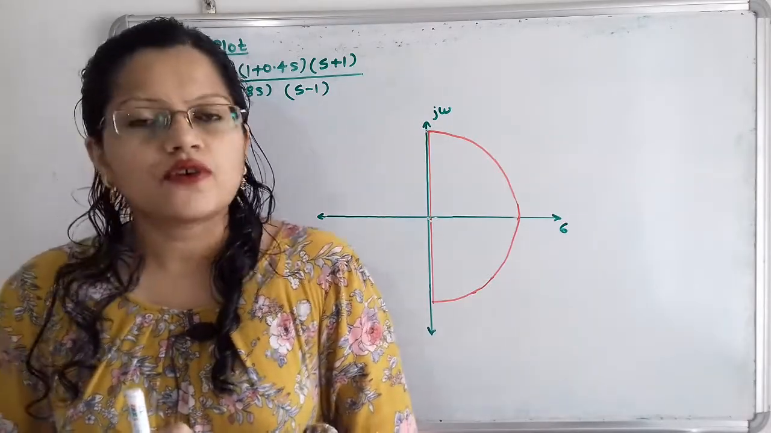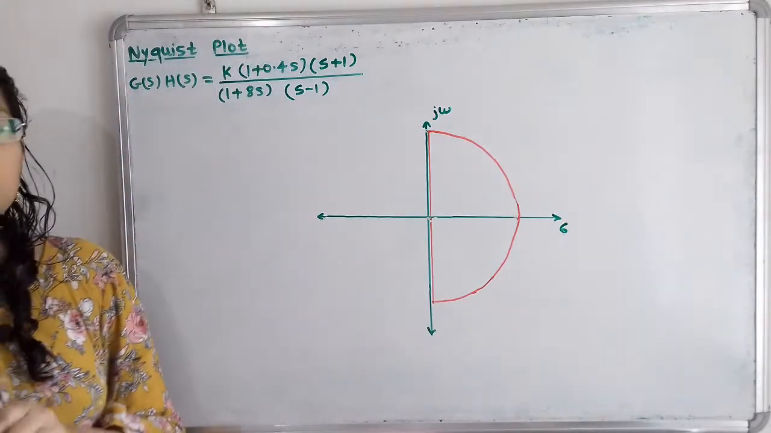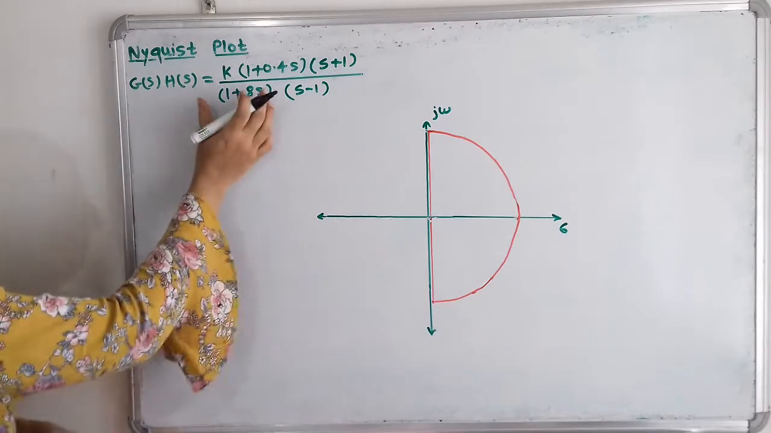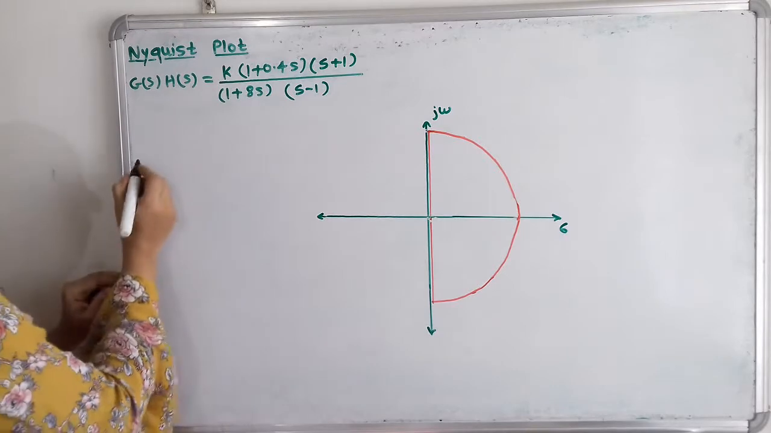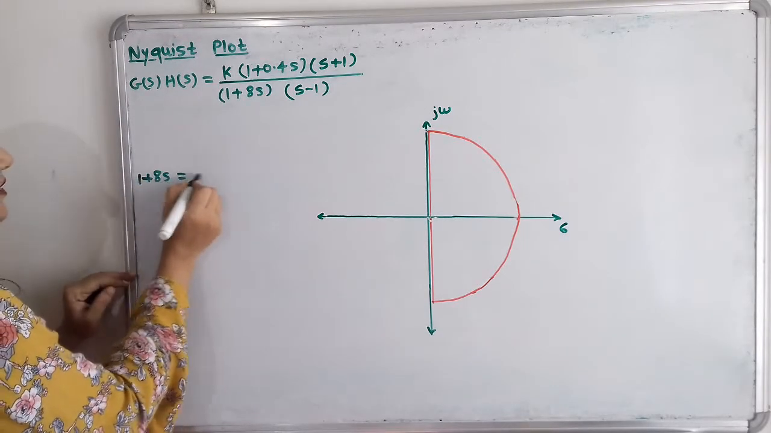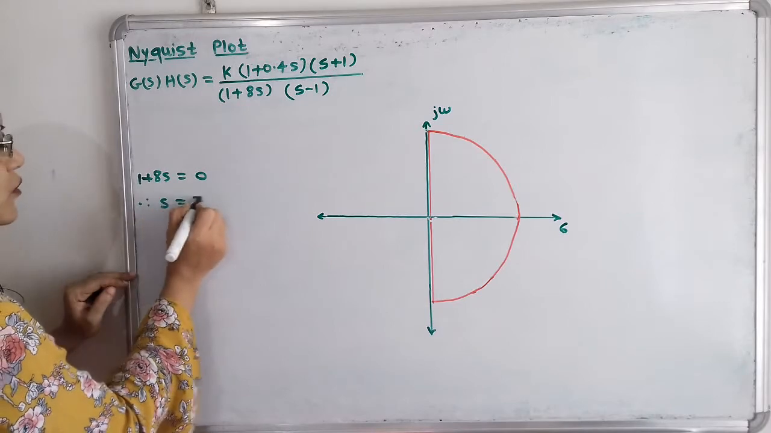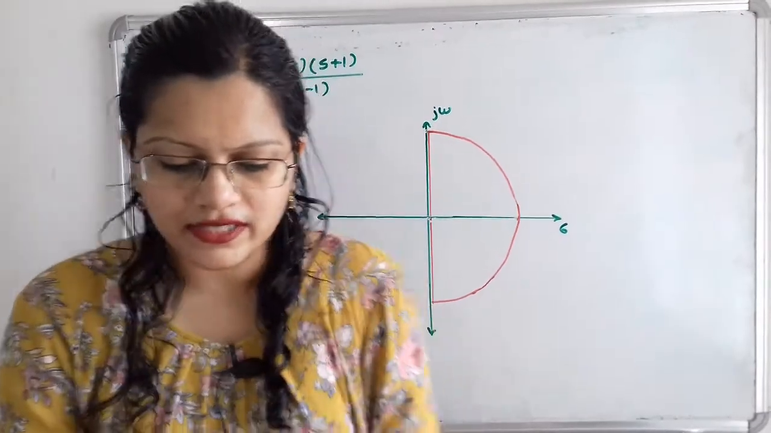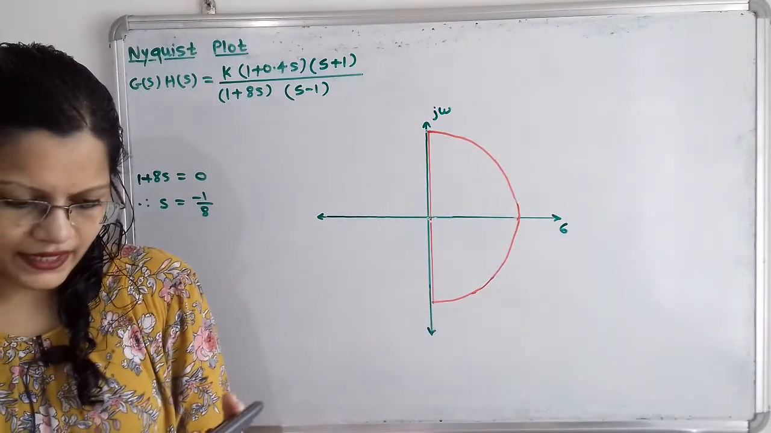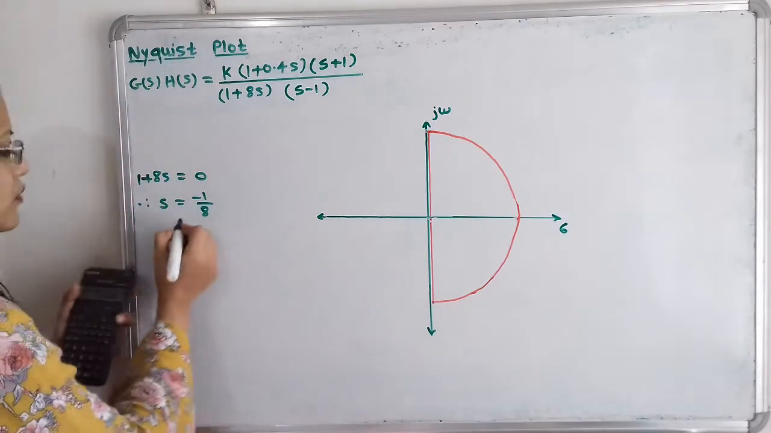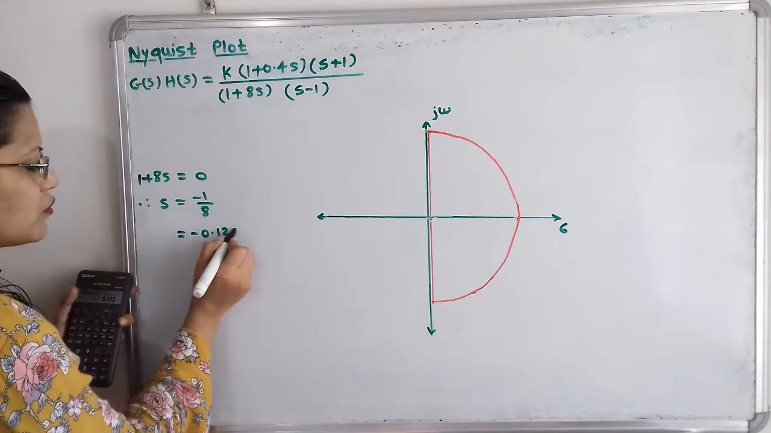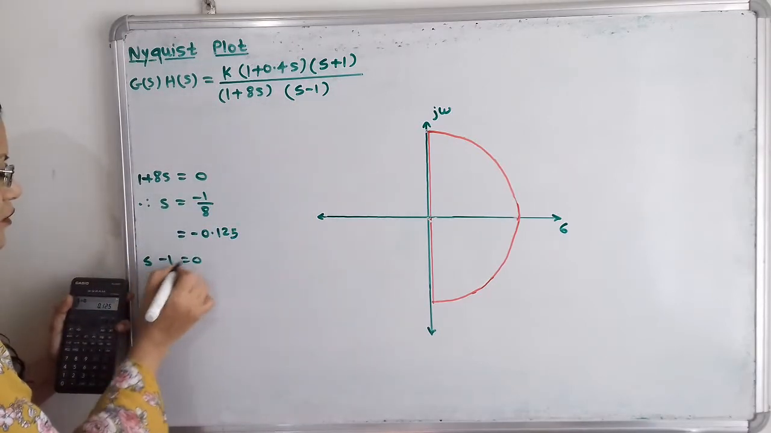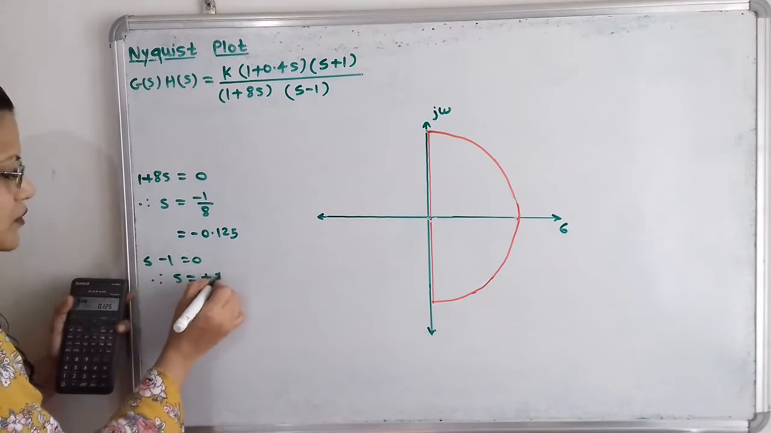for this given open loop transfer function. To find out the number of open loop poles, we have to take the denominator equal to 0. When we take the denominator equal to 0, this first bracket is equal to 0. So I will say that 1 + 8s is equal to 0. Therefore s is equal to minus 1 by 8. If we calculate this, 1 divided by 8 is equal to 0.125, so minus 0.125. Then this second term is also equal to 0. s minus 1 is equal to 0.